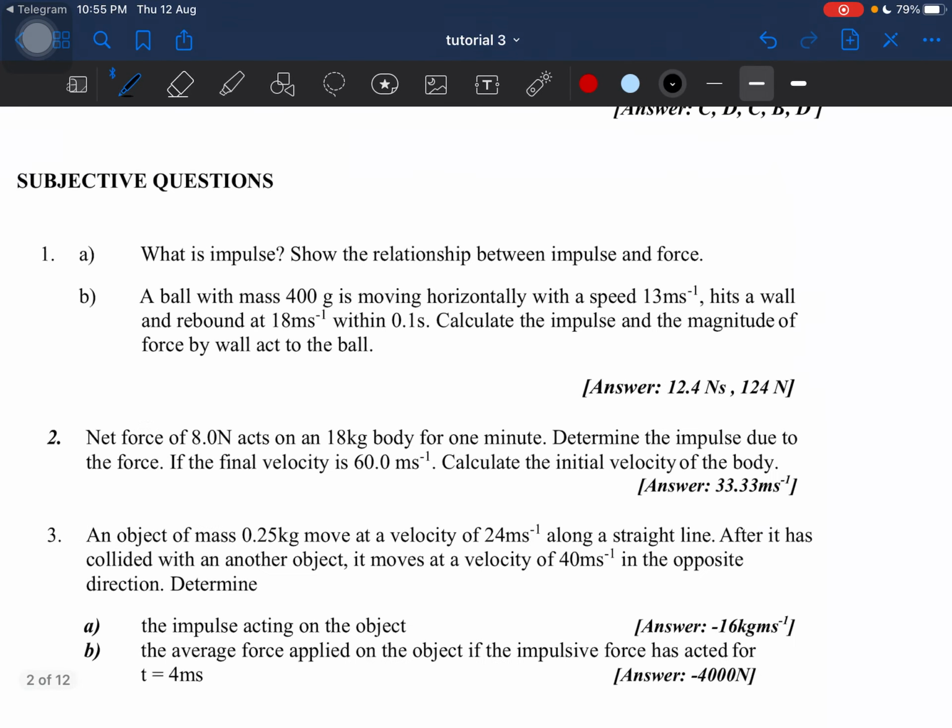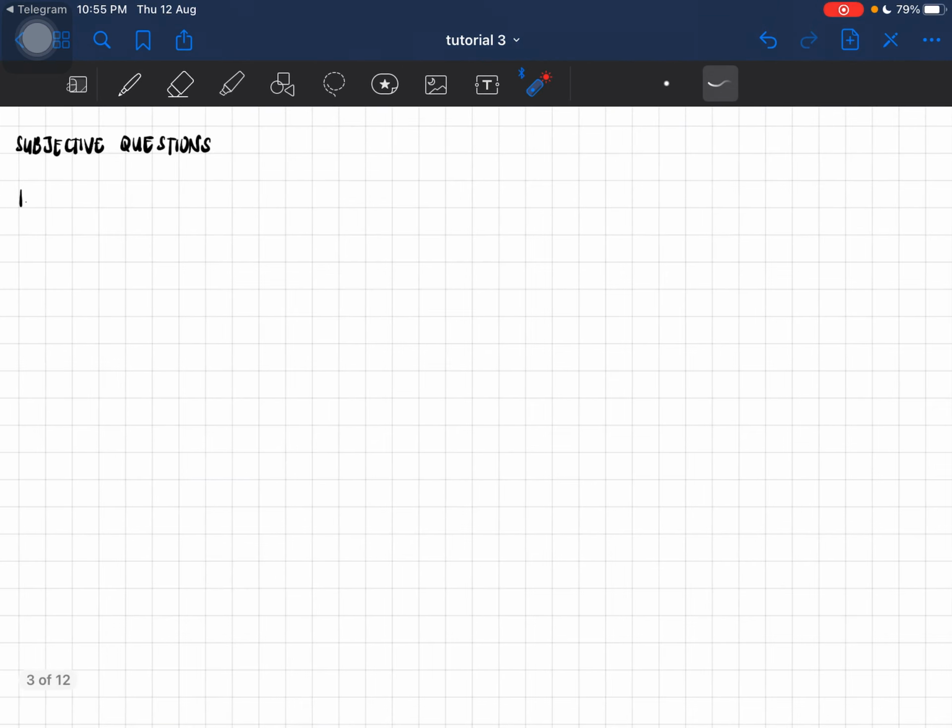Right, the first question for tutorial chapter 3. What is impulse? Show the relationship between impulse and force. Okay, so let's do that.